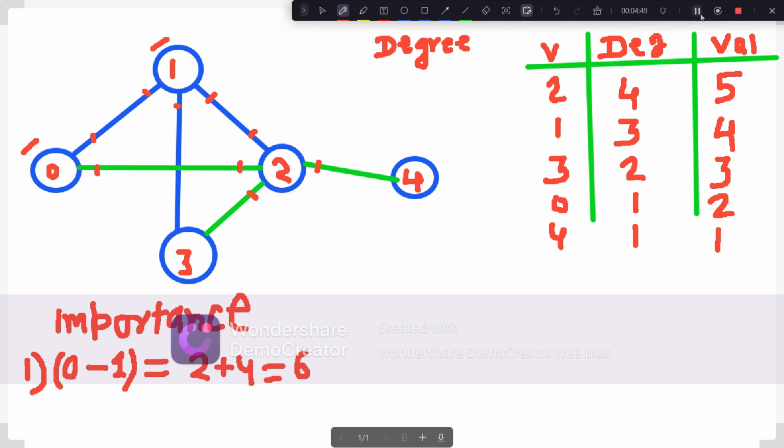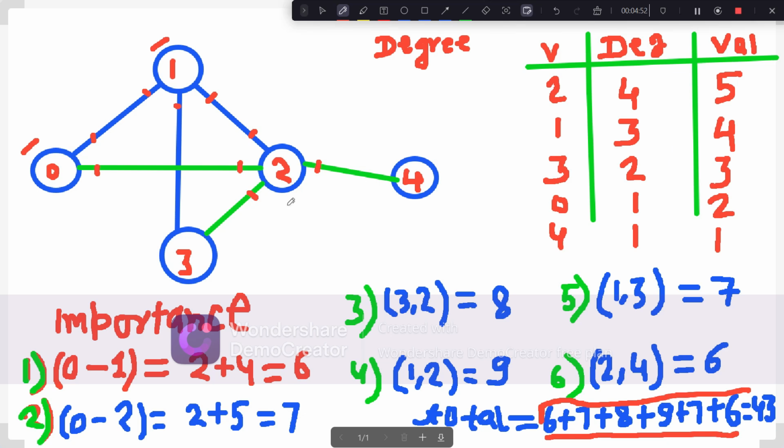Okay, so let me do that. So see guys, we are getting the importance of all the edges. So 0 to 1, it is 2 plus 4. 0 has value 2 and 1 has value 4, so it is 6. 0 to 2, 2 plus 5, equal to 7. And similarly 3 to 2, see here it is 3 plus 5, so 8. Similarly we are getting the importance of all 6 edges.